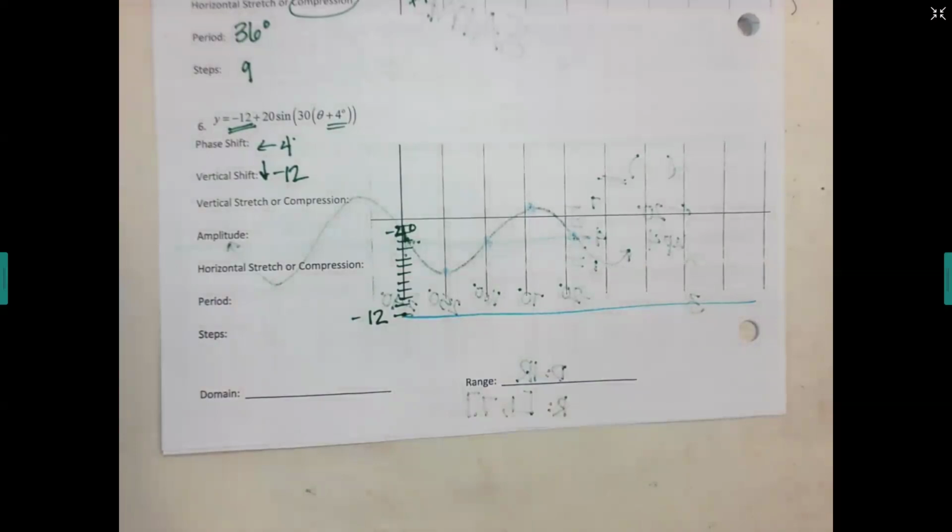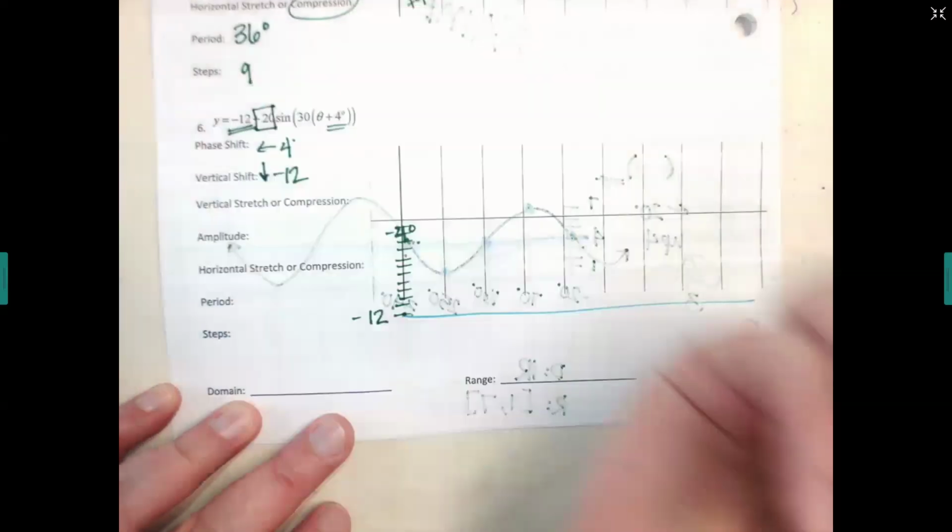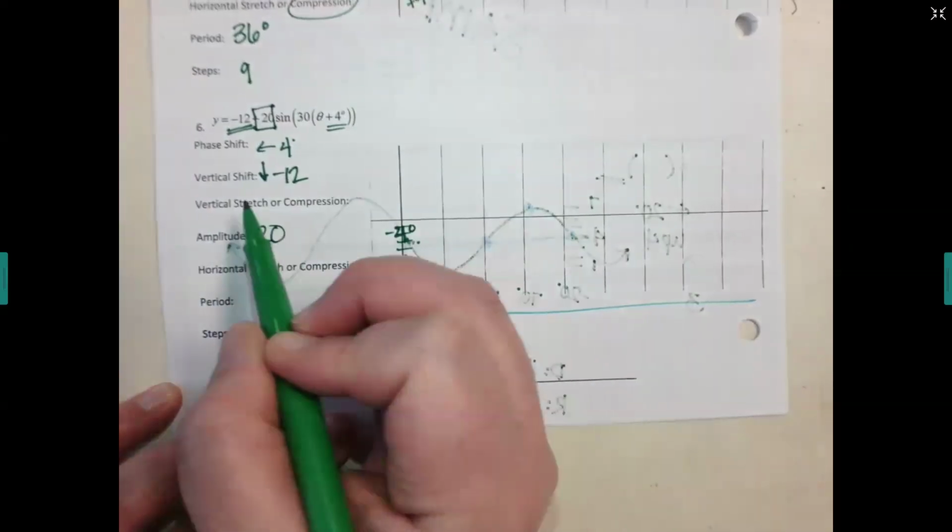Then what's my amplitude going to be? 20. Is that a stretch or compression? Stretch, because remember, your parent graph, the amplitude of the wave is only 1. So if I turn it into a 20, that's a stretch.